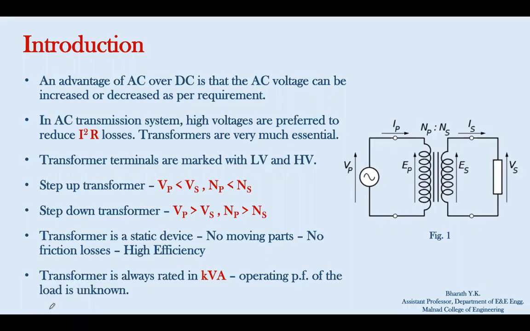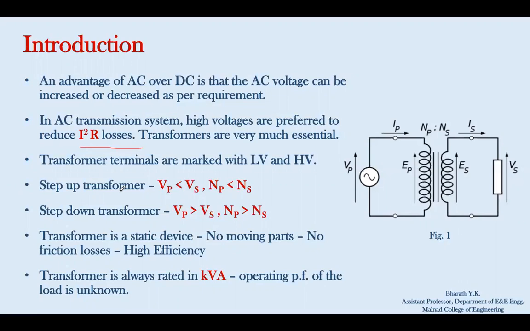So one of the advantages of using AC in our electrical power system is that the AC voltage can be either increased or decreased as per our requirement. To reduce the copper losses, also known as the I square R losses, which occur during the transmission of electric power, we use high voltages in AC transmission systems. If the voltage is increased to a higher level, proportionately the current will decrease and hence the I square R losses will also reduce. So transformer is an essential device in AC system for stepping up or stepping down the voltage.